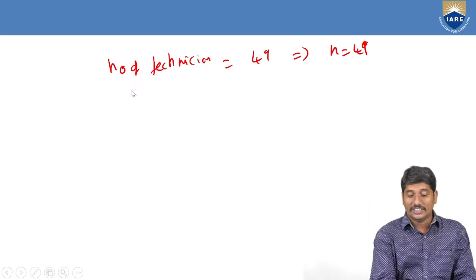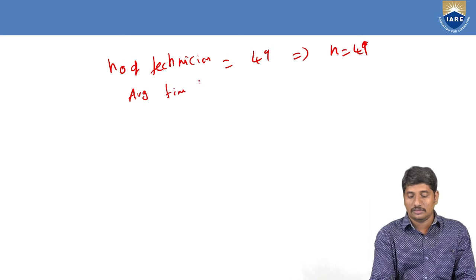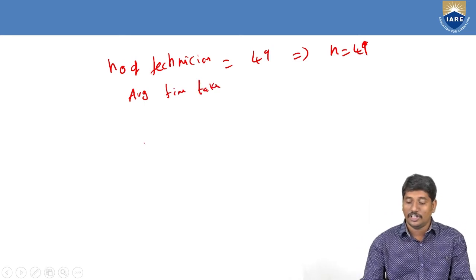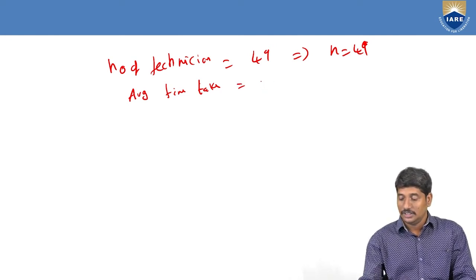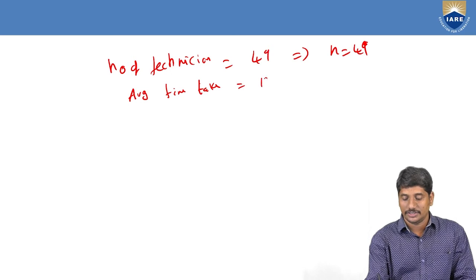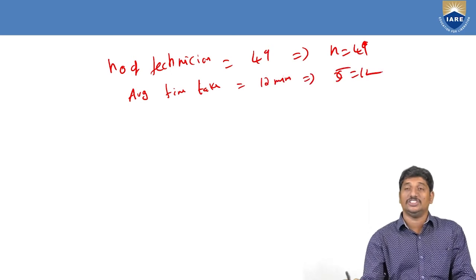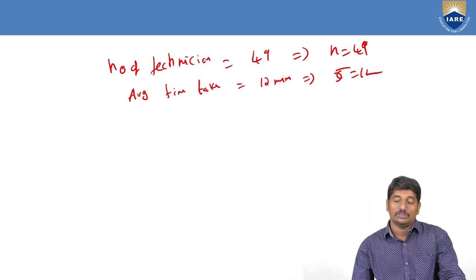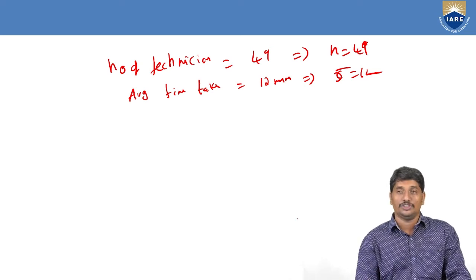Now, what is the average time taken by each technician in the sample, in the 49 people, to assemble the computer components? That is 12 minutes. This implies x bar is equal to 12 because it is a sample mean. Only 49 people are tested among thousands of employees. So this is the sample mean, that is 12 minutes you are taking.